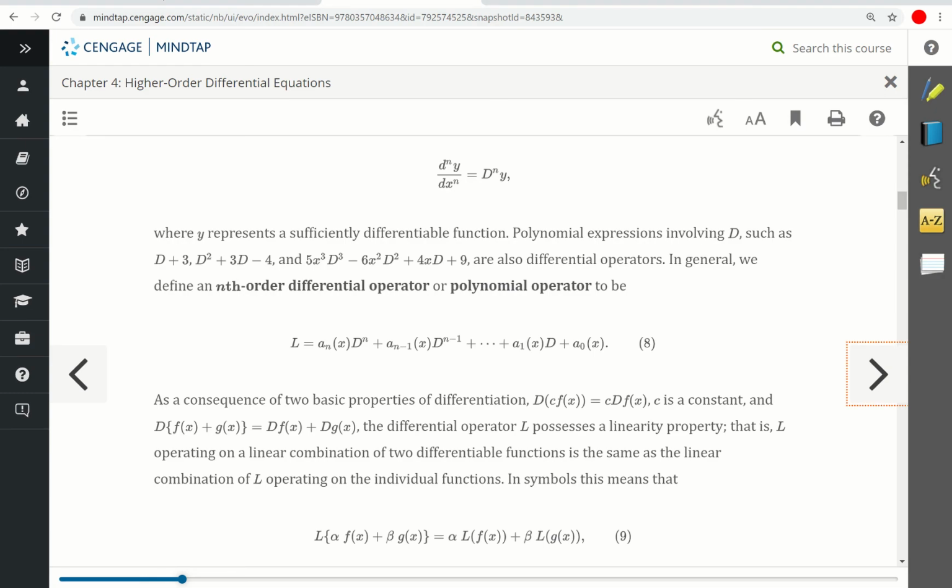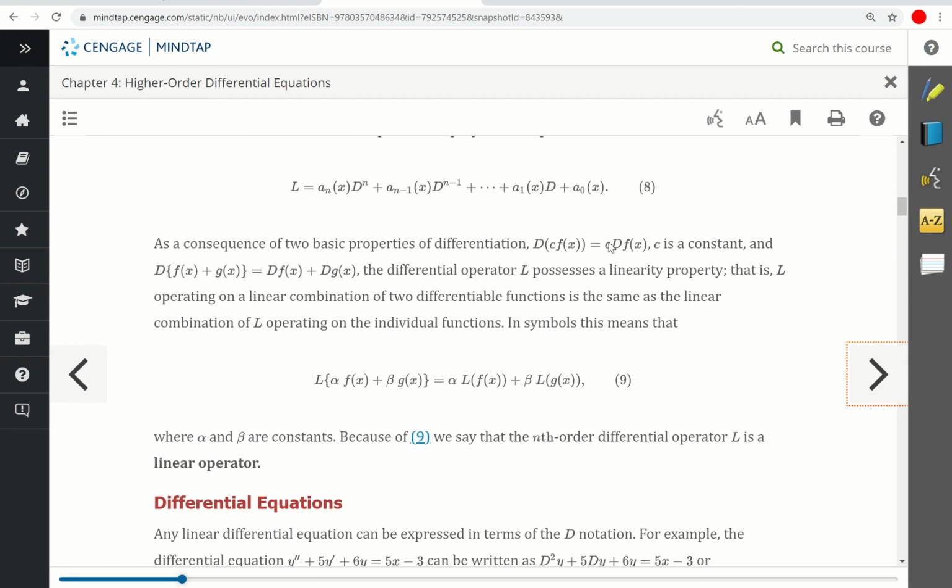These types of differential operators are very, very nice. They're linear in particular. What that means is that you can pull constants out. So if you had the differential operator D applied to a constant times a function, this is simply going to be the constant times the differential operator applied to the function.